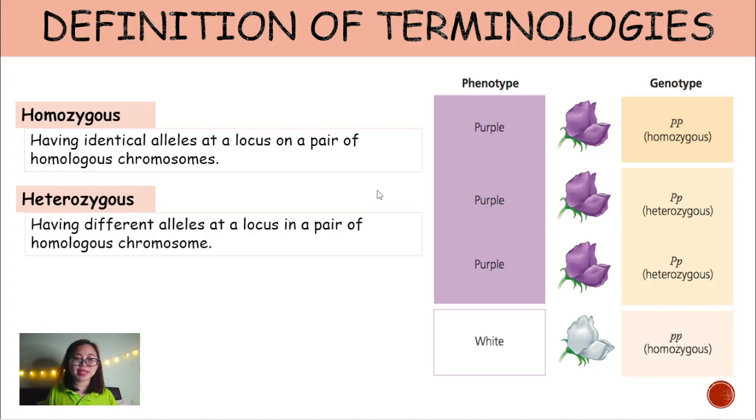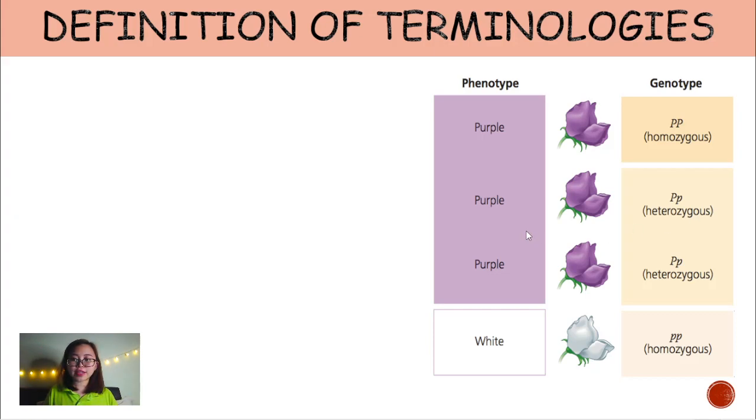Heterozygous means that it has different alleles at a locus in a pair of homologous chromosomes. Dua allele yang berbeza. Jadi kita tengok sebelah kanan ni, P besar, P kecil, that is a heterozygous genotype. Quite simple, quite straightforward. All right, next term is dominant allele.